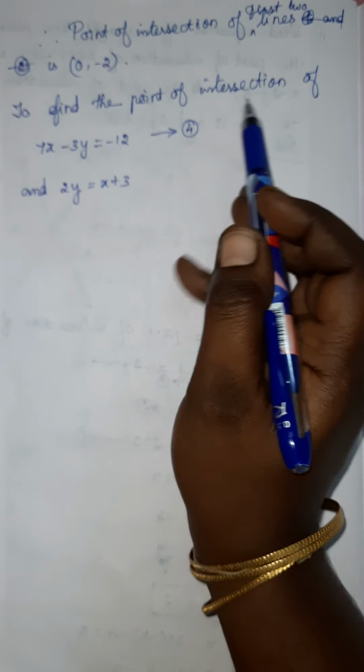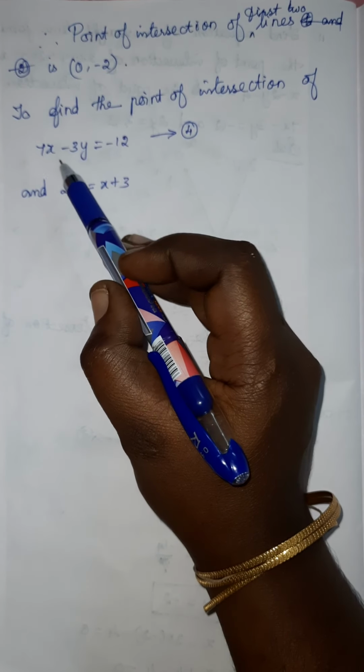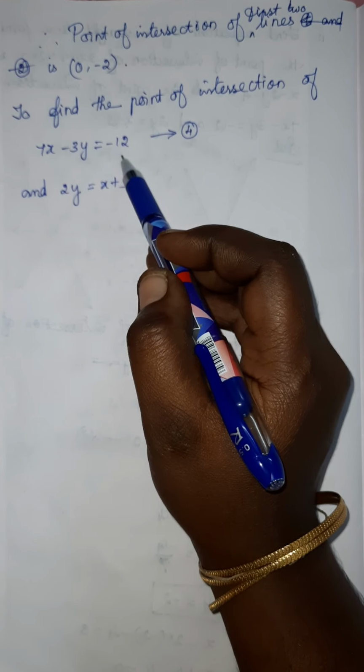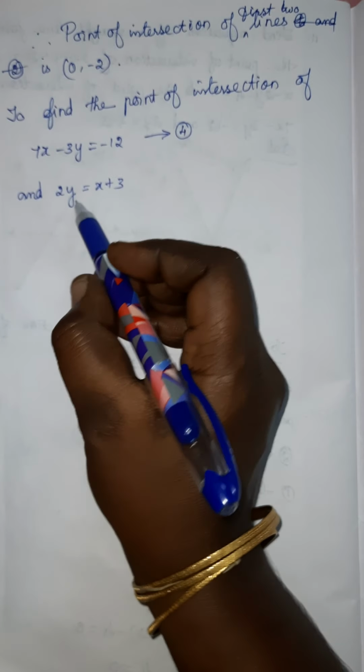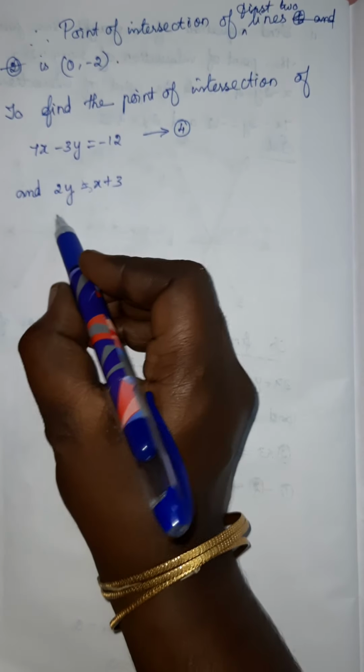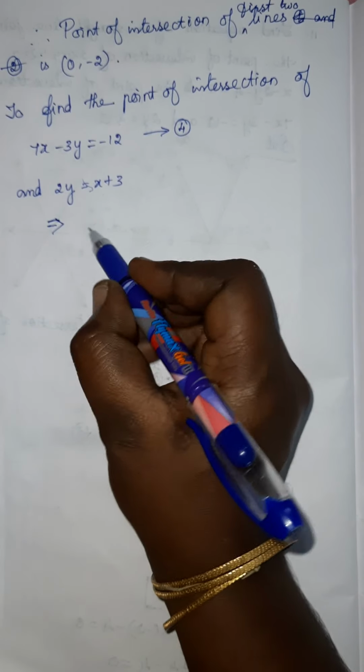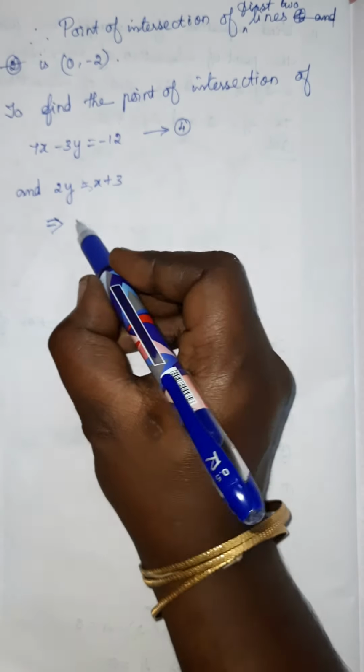Next we can find the point of intersection of the two lines 7x - 3y = 12 and 2y = x + 3. In the same pattern you have to write. So we can change the second equation to x - 2y.